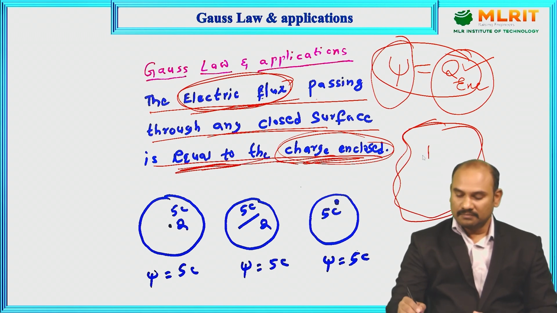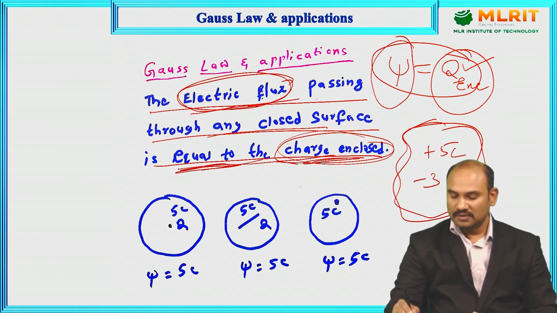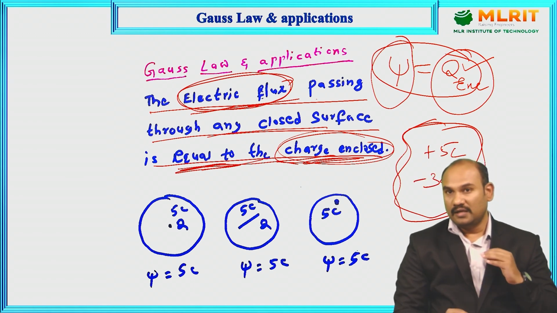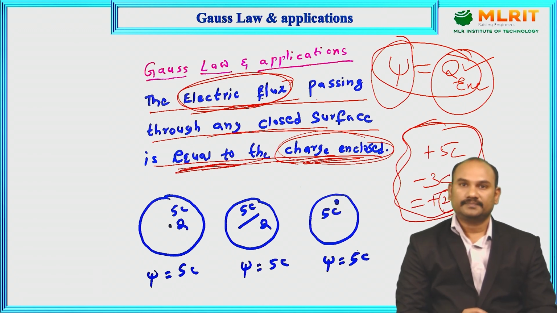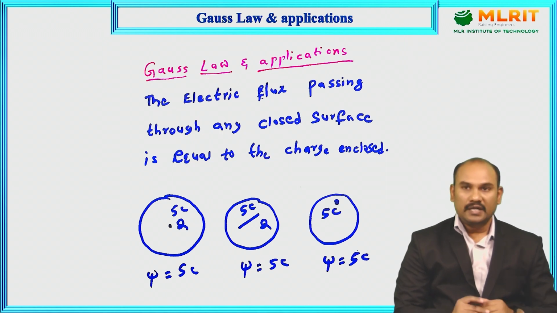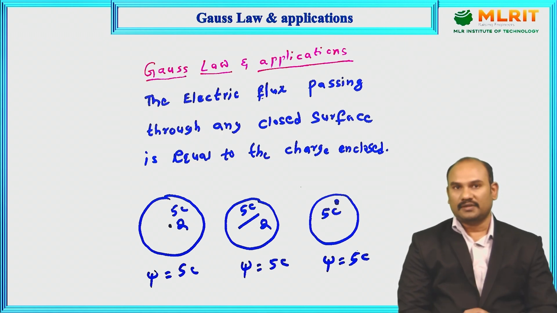There can be some positive charge, there can be some negative charge. Plus 5 coulombs, minus 3 coulombs. What is the net total flux? It is plus 2 coulombs. So accordingly you will get the flux. Now let us try to decode the Gauss law further.